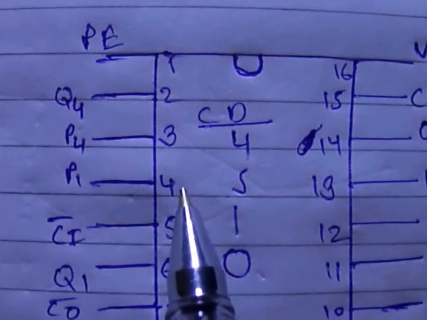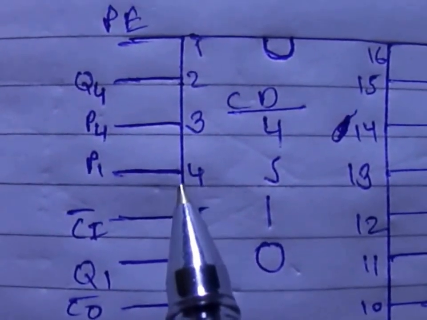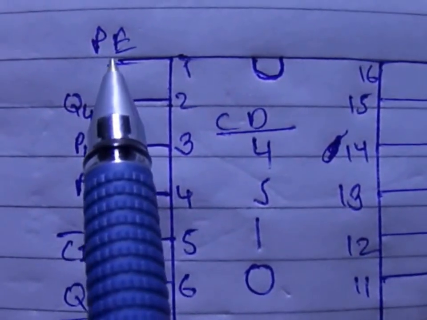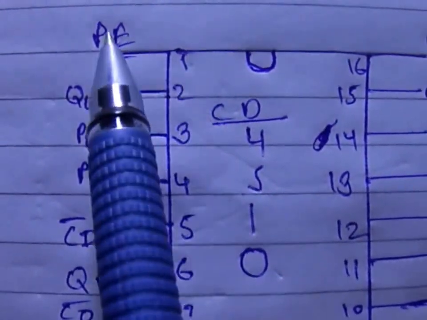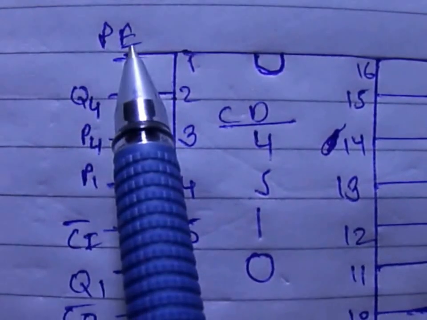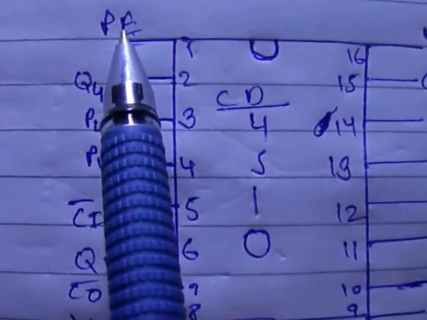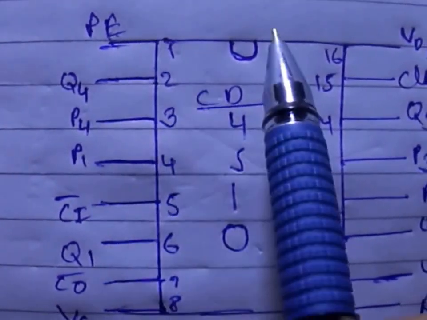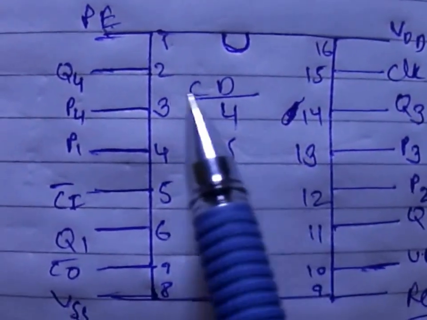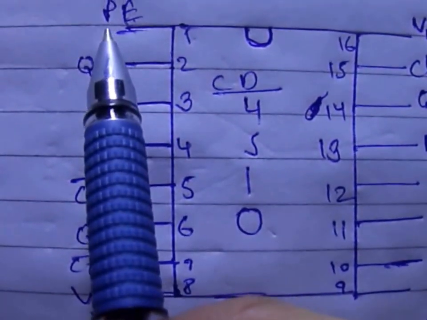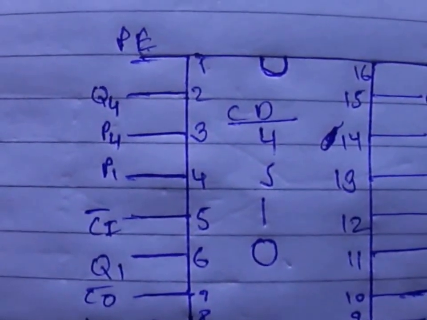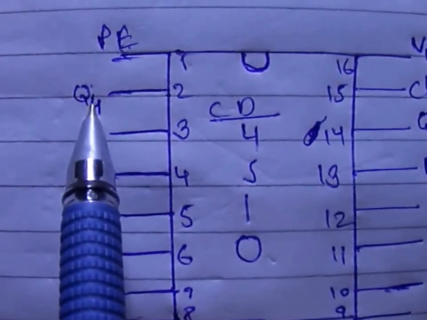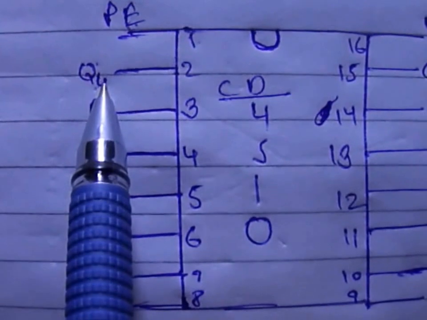I'll explain to you how this actually works. The preset enable works. The first pin, that is the PE, its full form is preset enable. So as long as it has a 0 input, this whole counter will function. Otherwise, if it is given 1, then it will go to a preset value. Q4 is the most significant bit output.